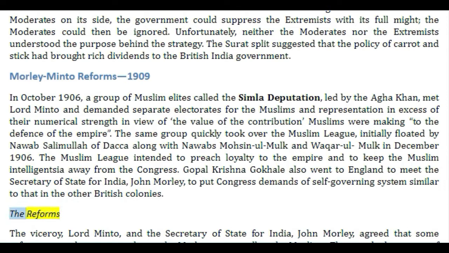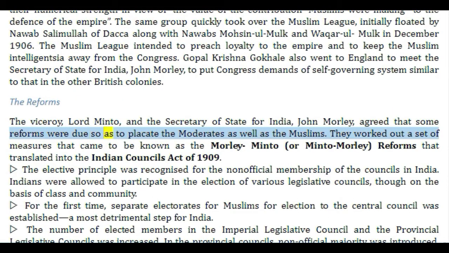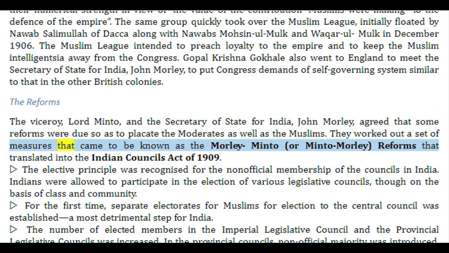The reforms. The Viceroy, Lord Minto, and the Secretary of State for India, John Morley, agreed that some reforms were due so as to placate the moderates as well as the Muslims. They worked out a set of measures that came to be known as the Morley-Minto, or Minto-Morley, reforms that translated into the Indian Councils Act of 1909.